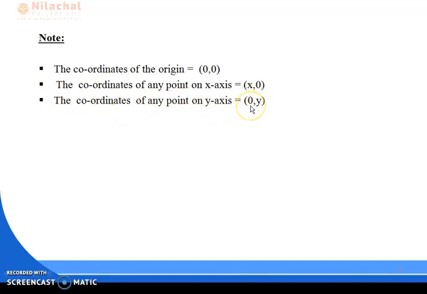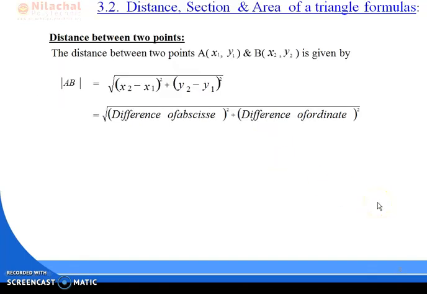That means the x coordinate must be 0, and the y coordinate can be any real number. Let's see the distance between two points, that is, the distance formula. The distance between any two points in the plane is the length of the line segment joining them. Let it be the distance between two points.